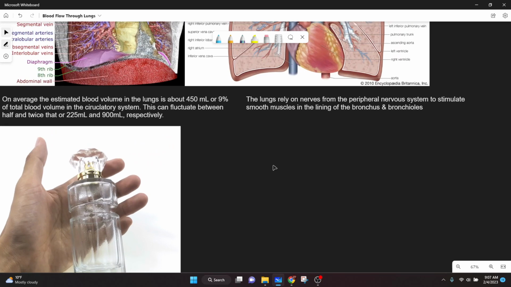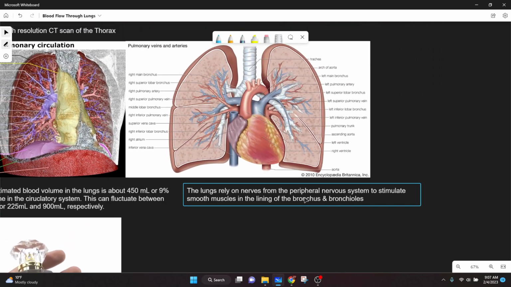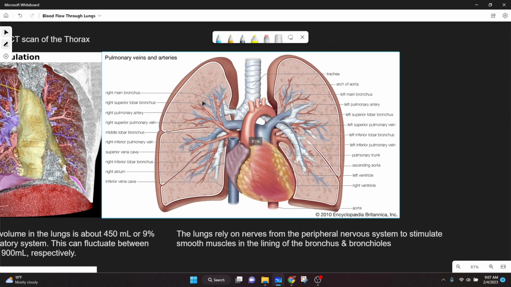And then also, lungs rely on nerves from the peripheral nervous system to stimulate smooth muscles in the lining of the bronchus and the bronchioles. So here's the left main bronchus right here, this white-gray structure, and then mostly in this region is the anterior lobar bronchus. You do the same thing on the right side. We have the right main bronchus, zoom in here, right main bronchus right here. And so that's a little bit of anatomy of the lungs.